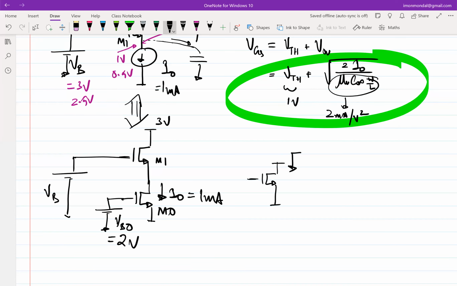So now this is the requirement of the VGS, but it's not guaranteed that M0 is in saturation. We have to ensure that M0 is in saturation. So if M0 needs to be in saturation, what is the minimum voltage for this node Vx, let's say? It's not 2 volt, right? At 2 volt definitely it's in saturation, but what is the minimum allowed Vx for M0 to be in saturation? 1 volt or higher, right? So this has to be greater than 1 volt, right? So if Vx is greater than 1 volt, what is the minimum voltage on VB?